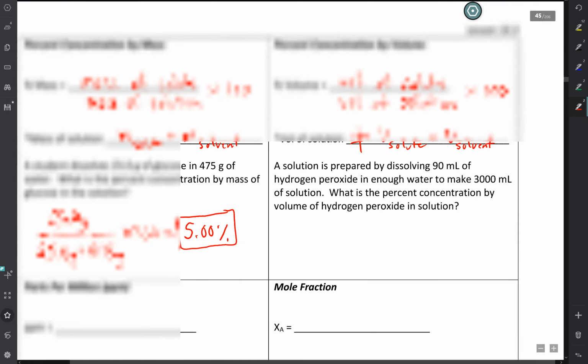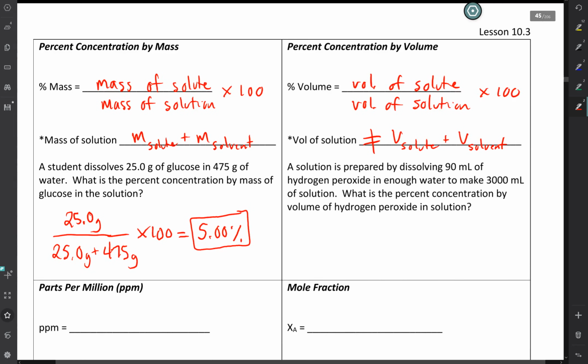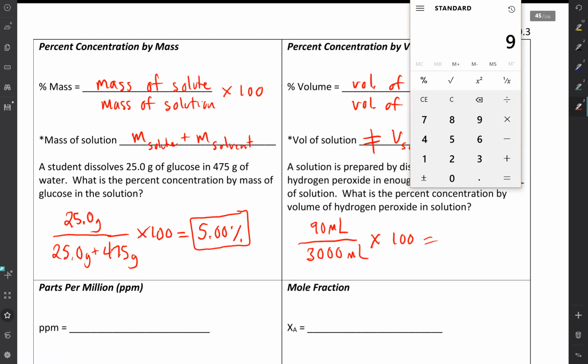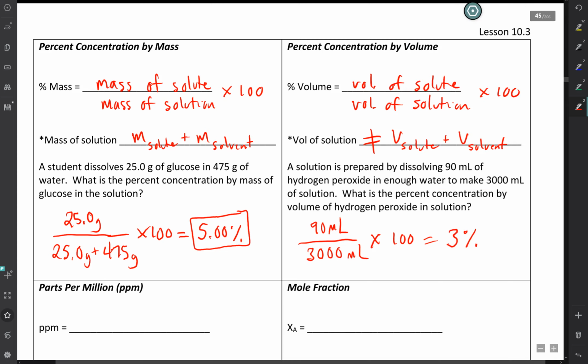I've got 90 milliliters. I'm going to divide by my total volume of solution, in this case 3,000 milliliters, because it's a percentage. Multiply by 100. So we can do the same thing. Use your calculator. We've got 90 divided by 3,000 times 100. And this one we technically only have one significant figure, so I end up with 3% concentration by volume.